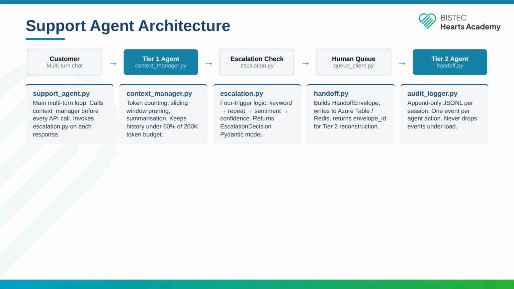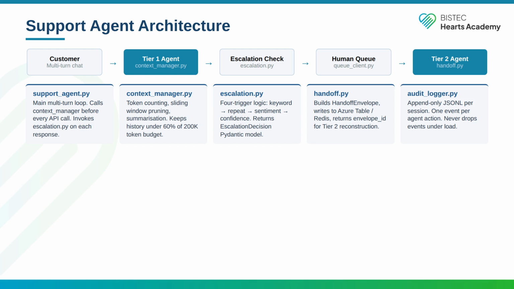The Sell on Pay support agent is composed of 5 modules with clear, single responsibilities. Support agent.py is the main multi-turn loop. It orchestrates the flow, receiving a customer message, calling context manager before the API request, calling escalation checker after the response, and routing to handoff if escalation fires.